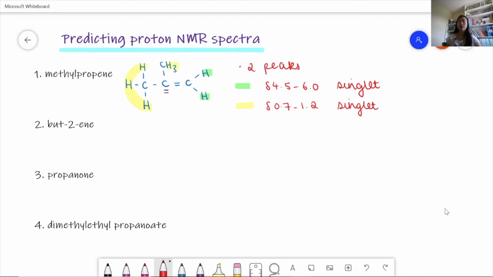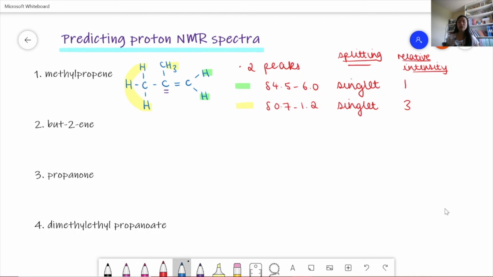And now we can look at our relative intensities. So we have 6 of the yellow hydrogens and 2 of the green hydrogens. And so we must have a ratio of 3 to 1. So we find the simplest whole number ratio. So what we have here is the splitting, and then we have the relative intensity here. And so this is how the spectra would look.